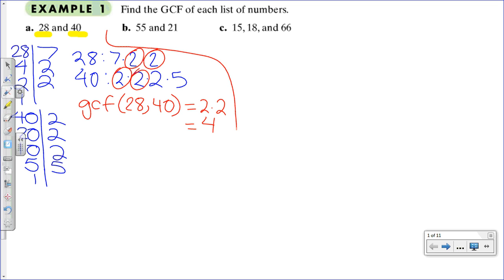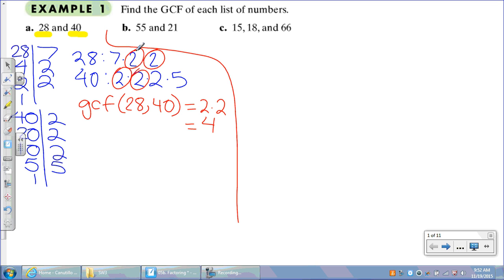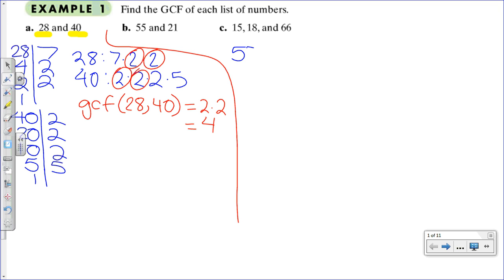Now let's work on problem B. For problem B, we have 55 and we have 21. If we do the prime factorization of 55, we can divide by 5, we get 11. Now 11 is a prime number, so we can only divide by 11. So 11 divided by 11 is 1. Now let's try with number 21.